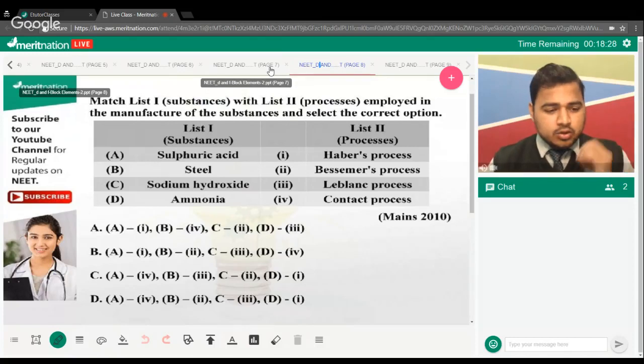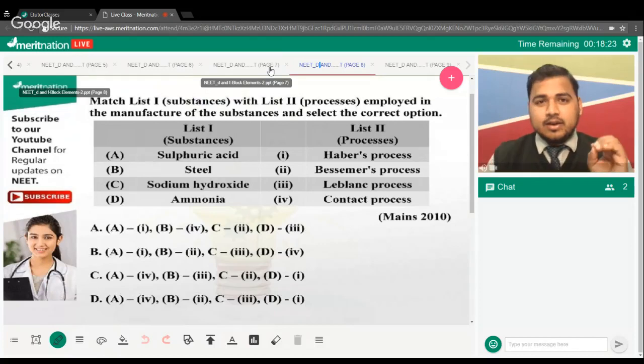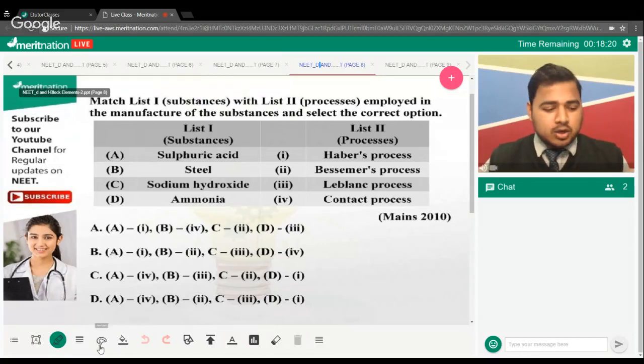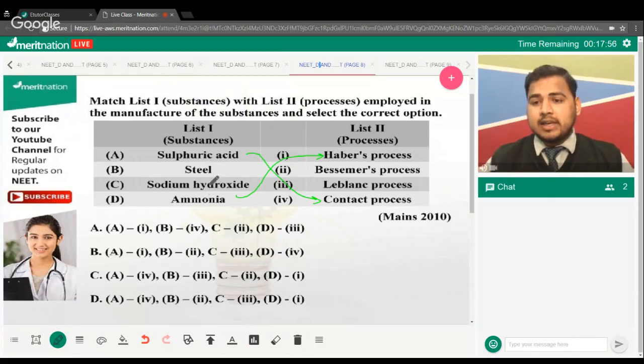Got it? So students, few things that you know about it, that is sulfuric acid. Everyone knows about it. You have studied the P block chapter, so that's why you know about it. And we have done these things. Yes. So sulfuric acid, it is in the contact process. So this will be the A. And ammonia, this is the Haber's process. So everyone knows about it. Sulfuric acid and the Haber's process. But steel and sodium hydroxide. So according to this, most of the students are confused about that.